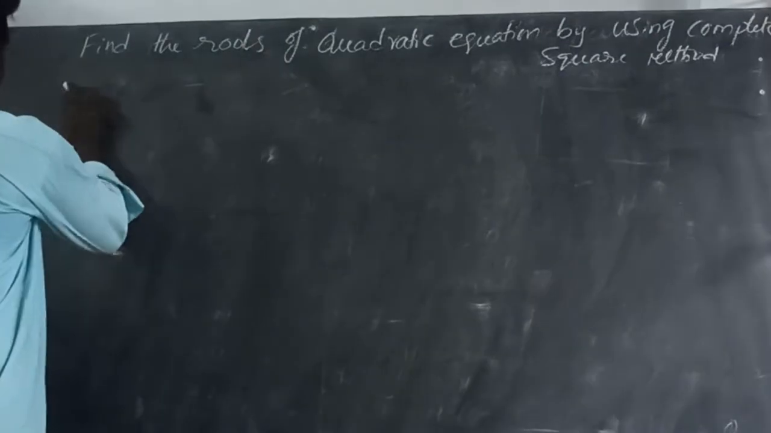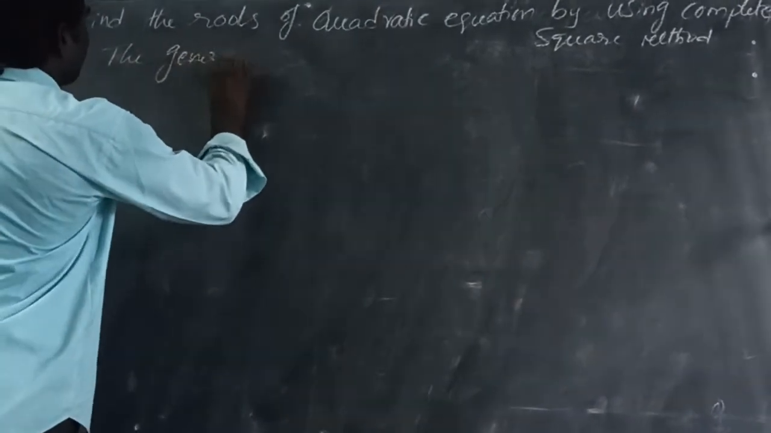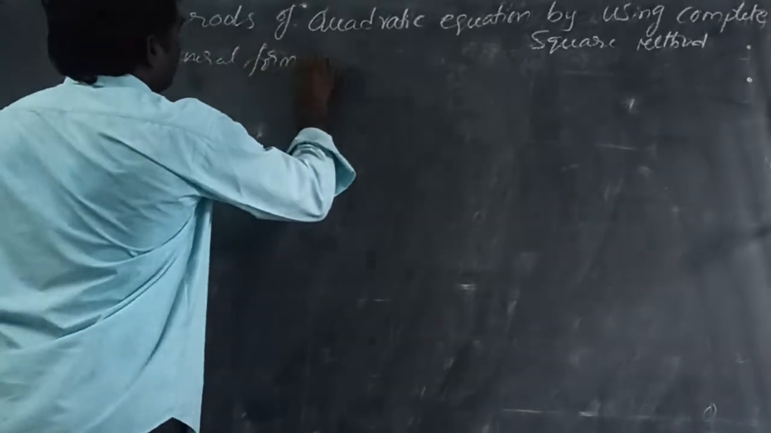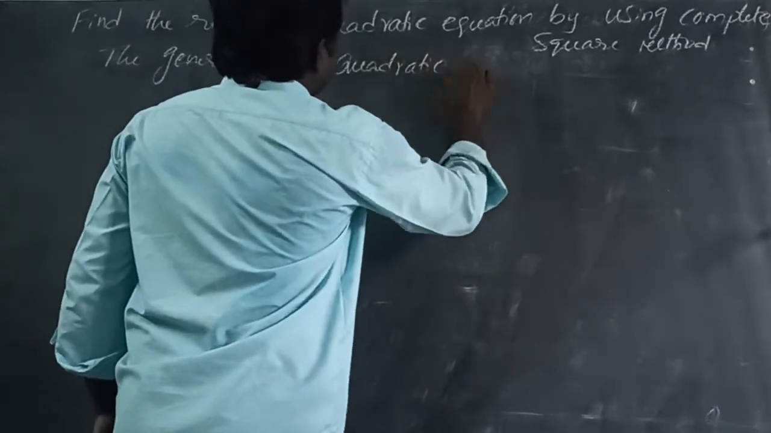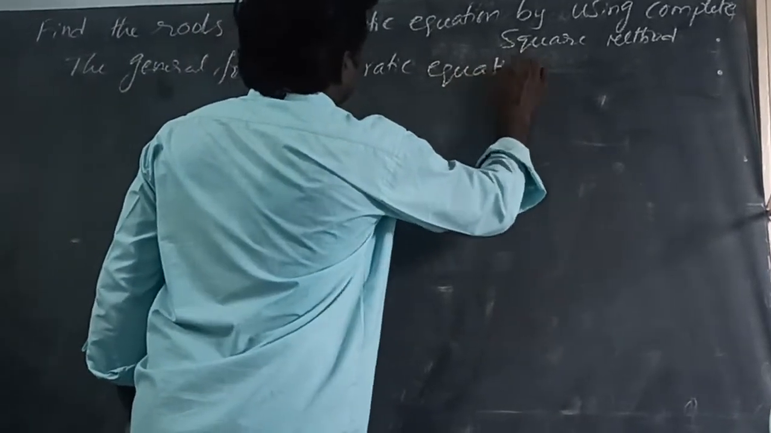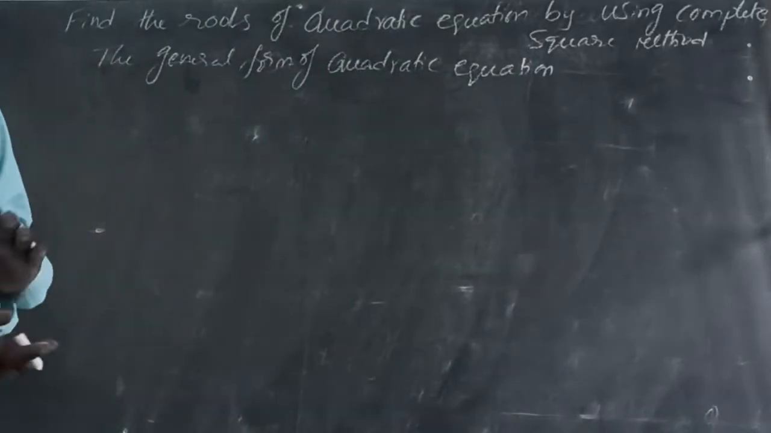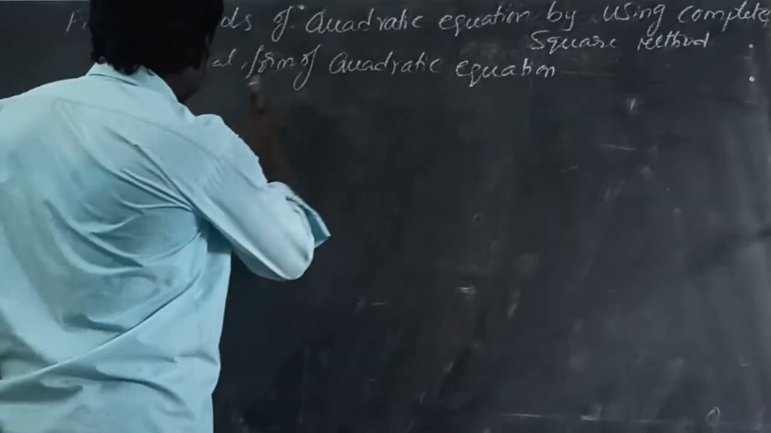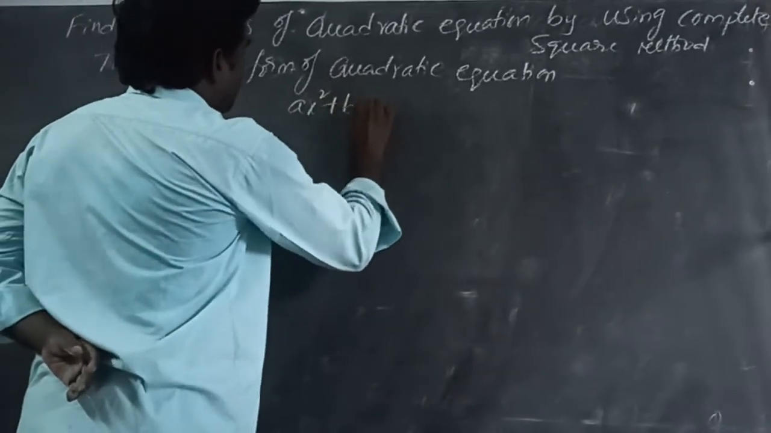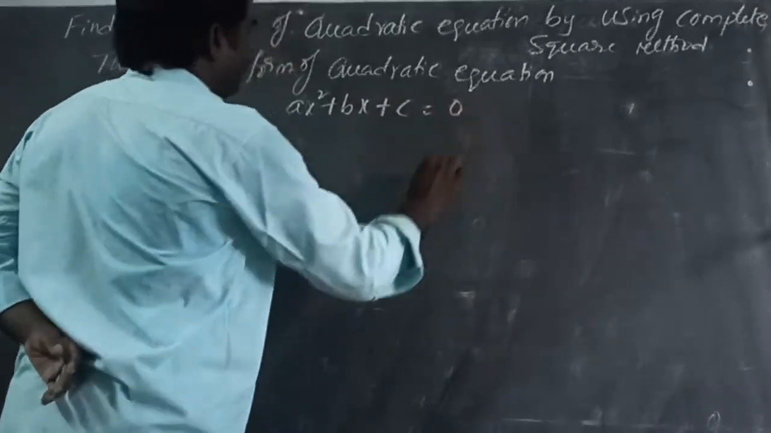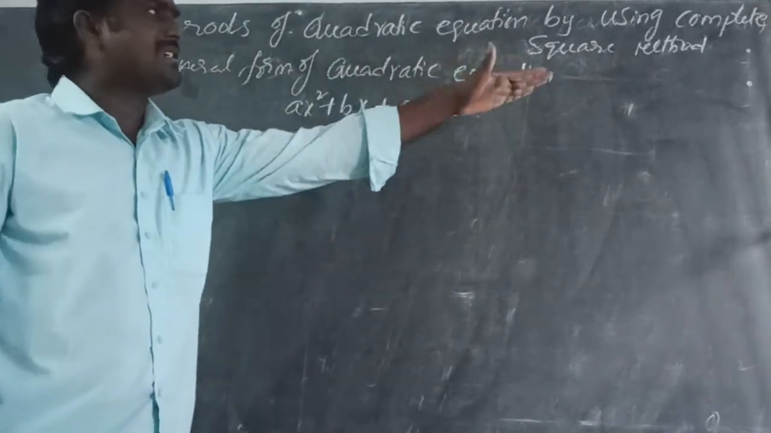Okay, so here the general form of a quadratic equation. Quadratic equation means what? The quadratic expression which is equal to 0 is called a quadratic equation. Okay, so what is the general form? ax square plus bx plus c is equal to 0. Okay, for this quadratic equation, find the roots by using the complete square method.